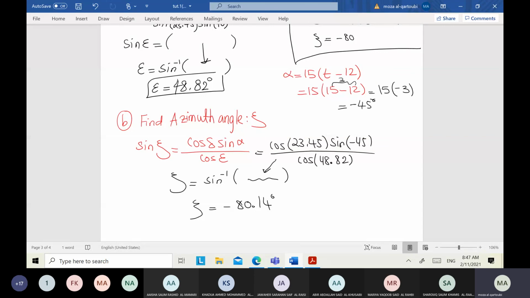Also, we have other rules that depend on cosine. We can find it using cosine or any other rule. It depends on the given data; you should choose the easier rule. All the rules are correct, but it depends on the given data. If you have the value of delta, you have the value of alpha, and so on, you should use the rule that fits the given data. So in question number 4 and question number 9, we find the azimuth angle with the same value, approximately minus 80.